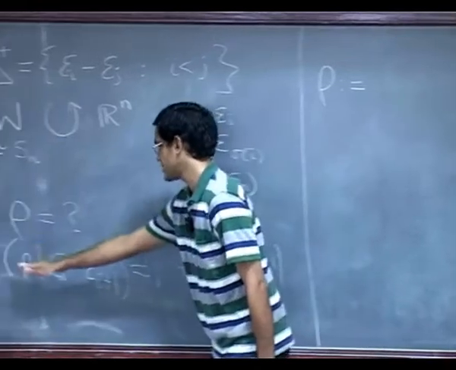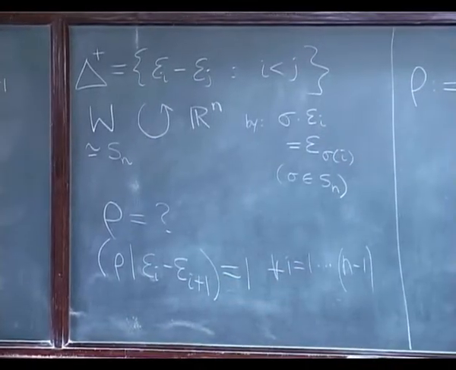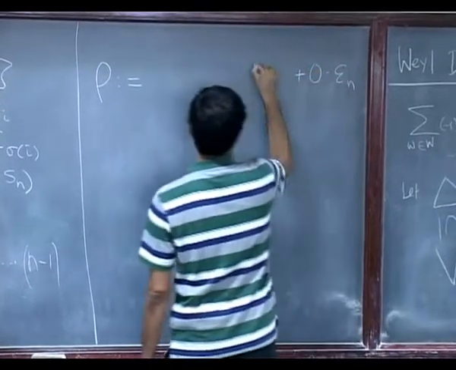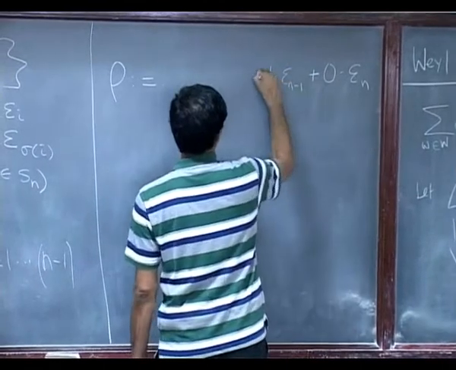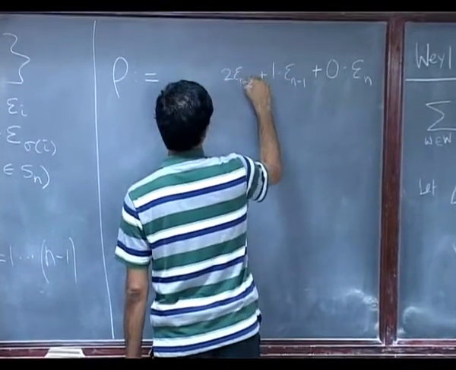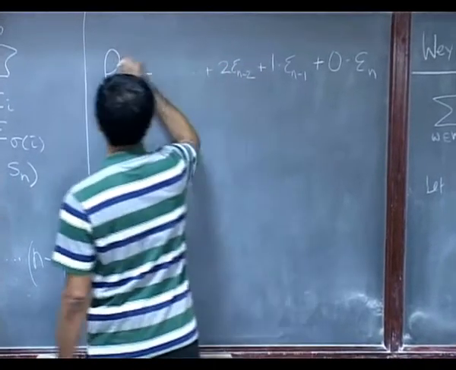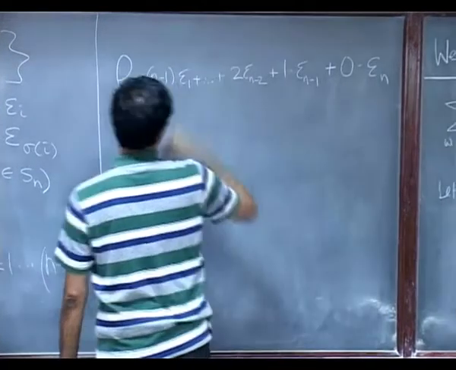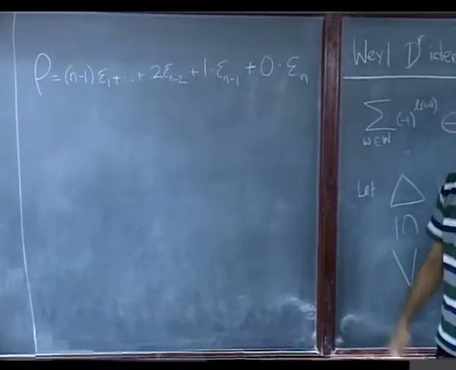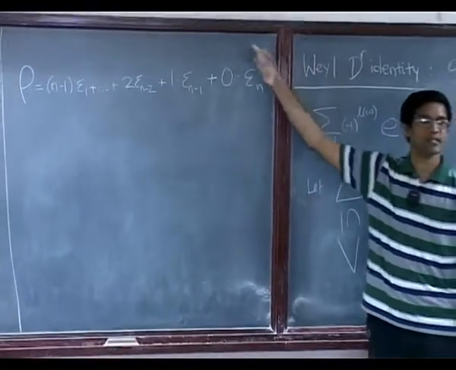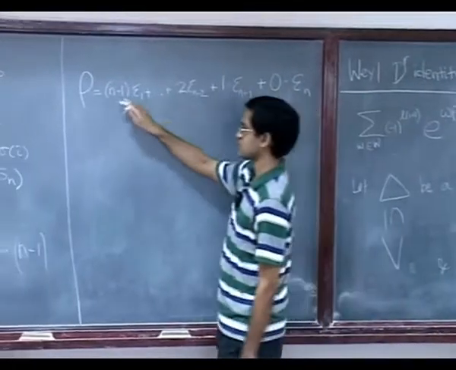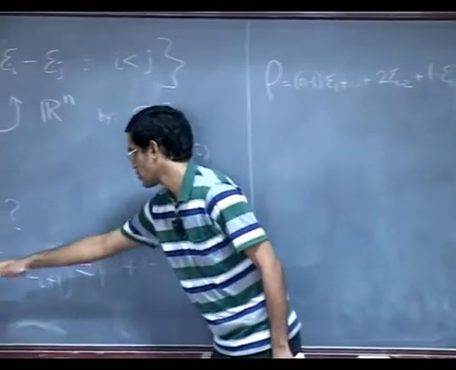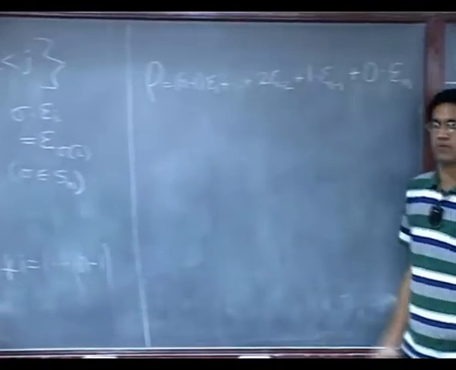I should ensure its coefficient of epsilon i is 1 more than its coefficient on epsilon i plus 1. So we'll start with the end. So I'll say it's 0 times epsilon n plus 1 times epsilon n minus 1 plus 2 times epsilon n minus 2 and so on, till I get to n minus 1 epsilon 1. Okay, so you get the idea. I started with 0, I just kept increasing the coefficients one at a time till I landed up at n minus 1. And now I manufacture it and then I check it has the correct property. The inner product of rho with epsilon i minus epsilon i plus 1 is of course 1 for all i, right?